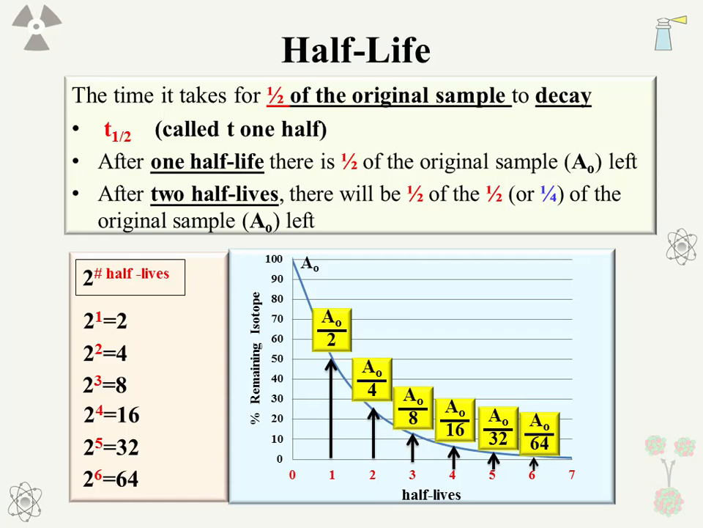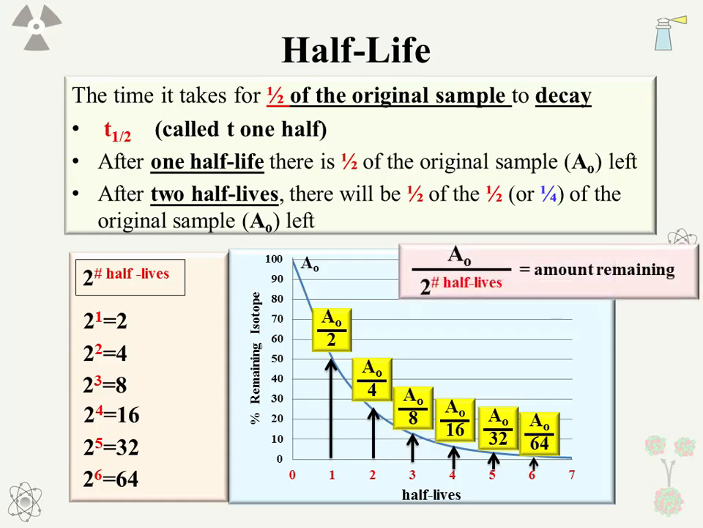It is all binary, and it can be summed up in a relationship. To find the remaining amount of some isotope, take the original amount, A sub 0, and divide it by 2 raised to the power of the number of half-lives that has passed. It does not need to be a whole number of half-lives either. So we have a couple ways of thinking about and getting amounts of remaining isotopes based on half-lives.